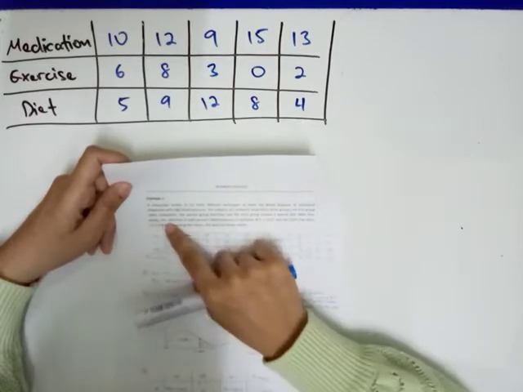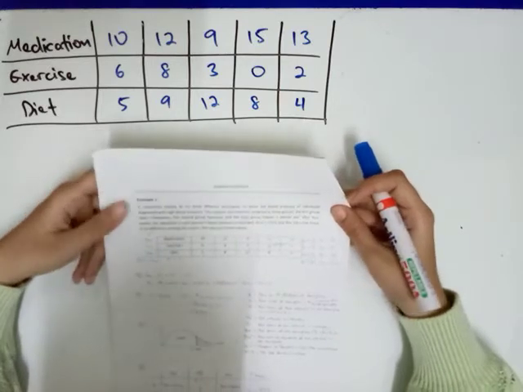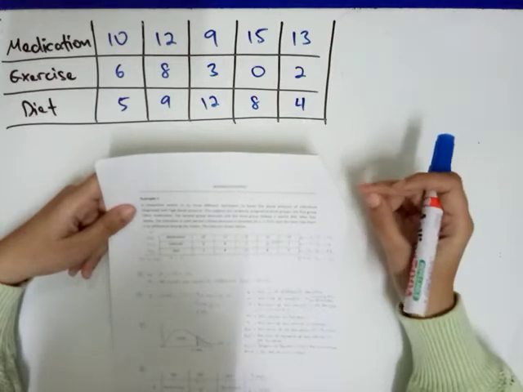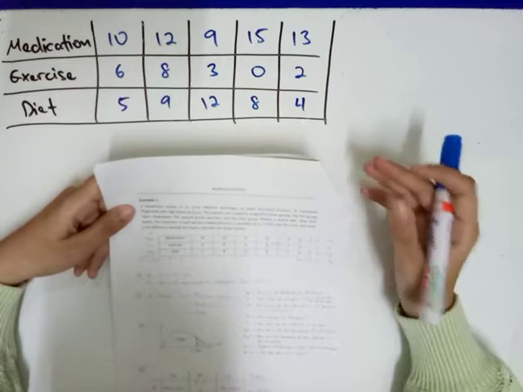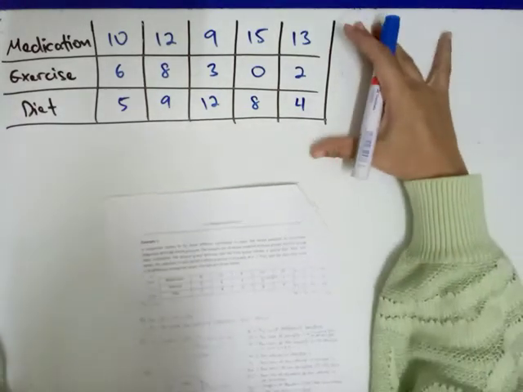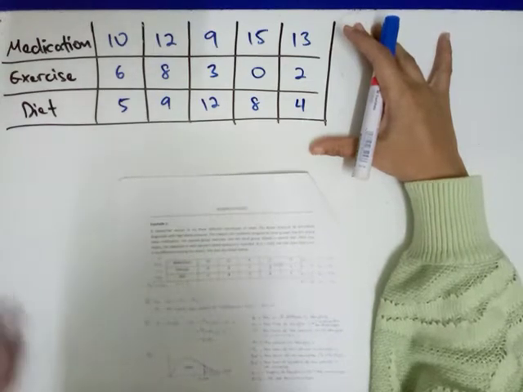The first group takes medication, the second group exercises, and the third group follows a special diet. After 4 weeks, the reduction in each person's blood pressure is recorded, and alpha 0.05 tests the claim that there is no difference among the means. So there is a hint: test the claim that there is no difference among the means. So we need to use the technique ANOVA. This is the data that were recorded: medication, exercises, and diet.